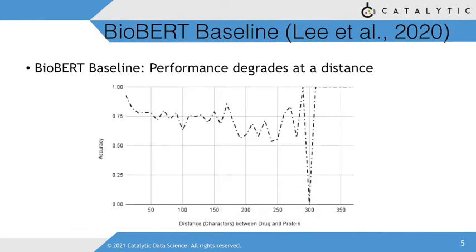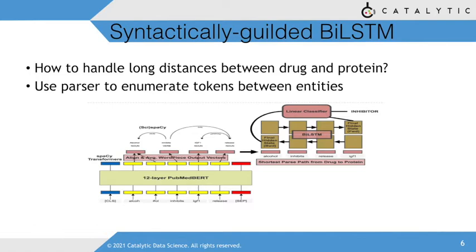We noticed, however, that the BioBERT classifier performance began to drop as the distance between the drug and the protein increased. And this inspired our use of a syntactic parser, which is sort of the go-to way of accounting for long-distance grammatical relationships between words and phrases. So it inspired our BiLSTM model, where the word piece token activations are averaged to produce BERT-derived encodings for true syntactic tokens in a dependency parse.